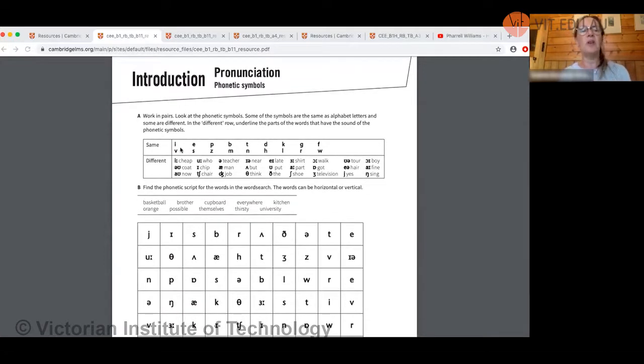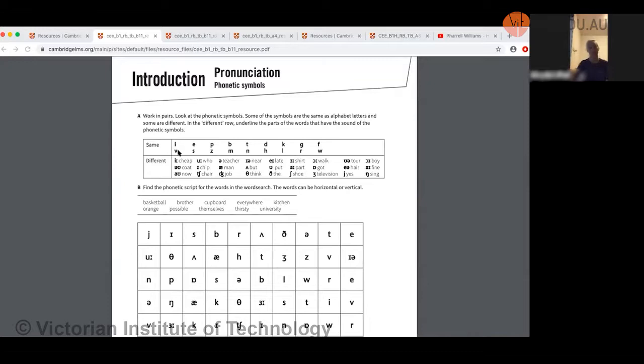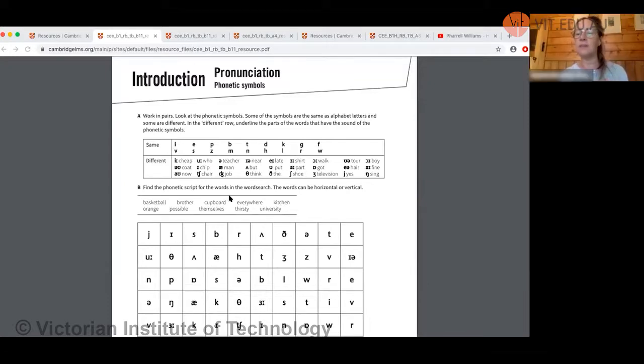Okay? So the same sound is I, V. Can you all see this? Yes. Yep. I, V, E, S, P, Z, B, M, T. Okay, but these are the different sounds, and this is how you know how to pronounce the word. So if you've never seen this word before, you might think, how do you say that? But the sound is here, and that's E. It's a dot with two dots there, and that's cheap, okay?